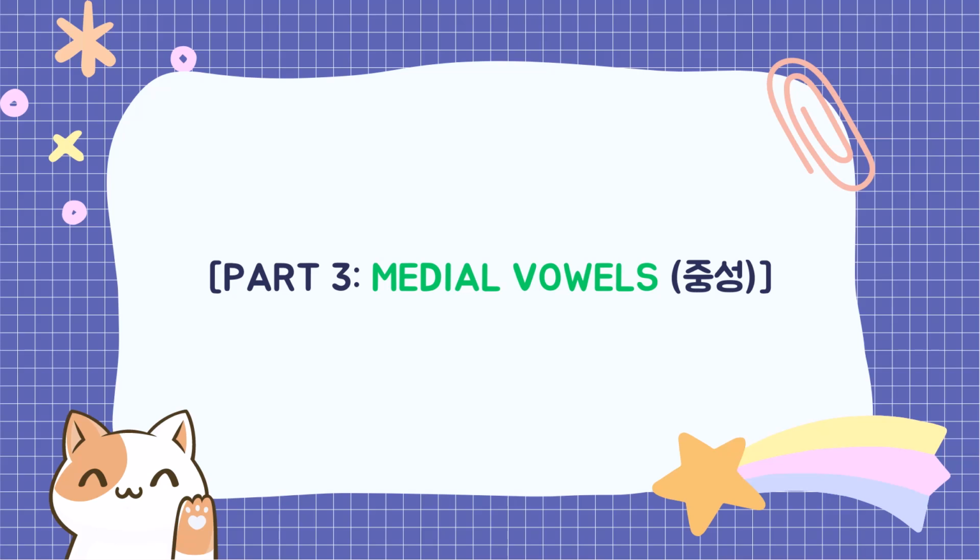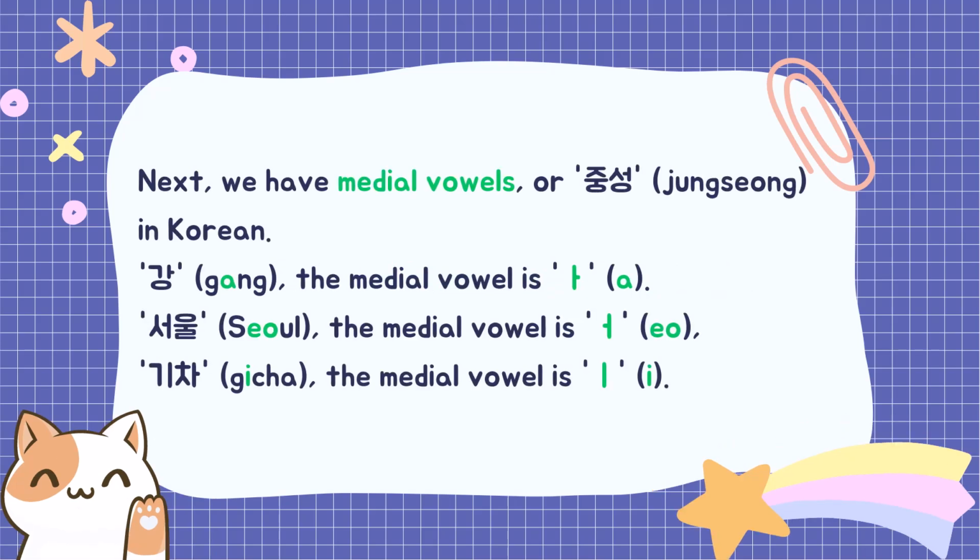Part 3: Medial Vowels 중성. Next, we have medial vowels, or 중성, in Korean. 강. The medial vowel is 아. 서울. The medial vowel is 어. 기차. The medial vowel is 이.